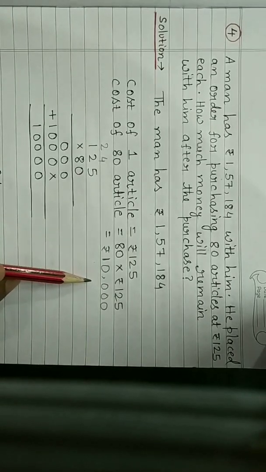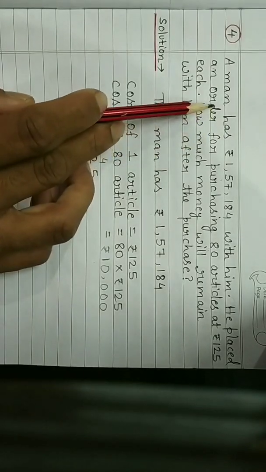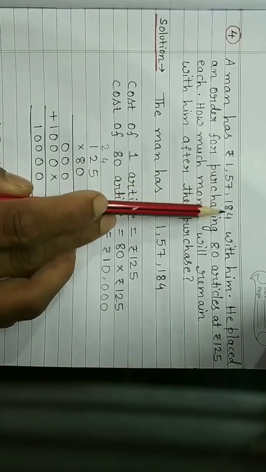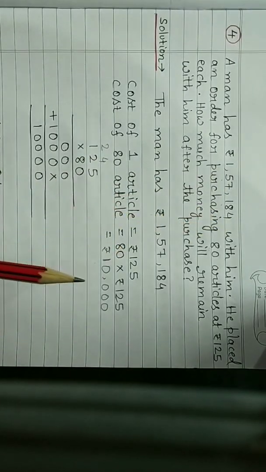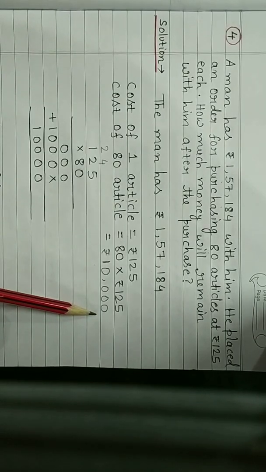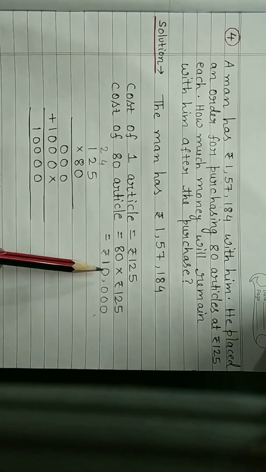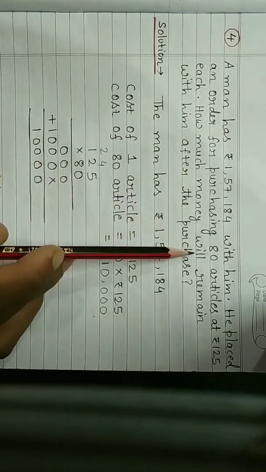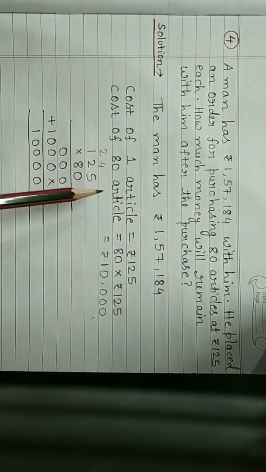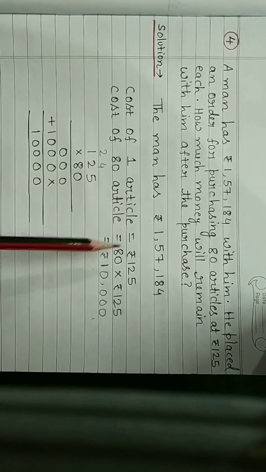Okay. So as we know that in this question it is written, a man has already 1,57,184 and he is going to spend 10,000 in his purchasing. Okay. So now we have to find how much money will remain with him after the purchase. So what we are going to do? We are going to subtract this 10,000 from this number.